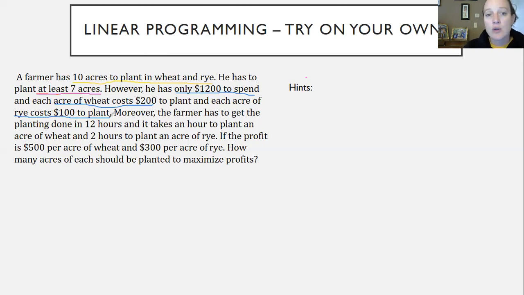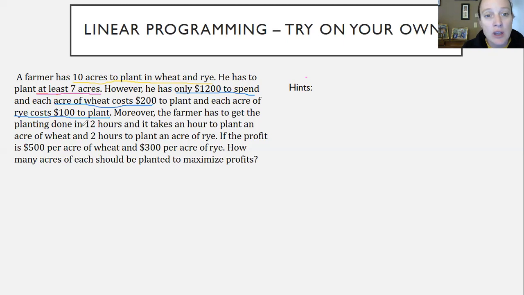Okay, so everything I've highlighted in blue belongs in one constraint. Think about that, you know, 200 for every acre of wheat. Like that's saying 200 times X plus something times rye, and it has to be less than or equal to or greater than or equal to something. Okay.